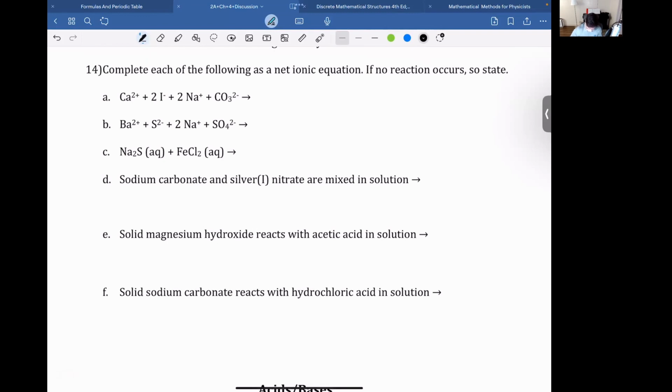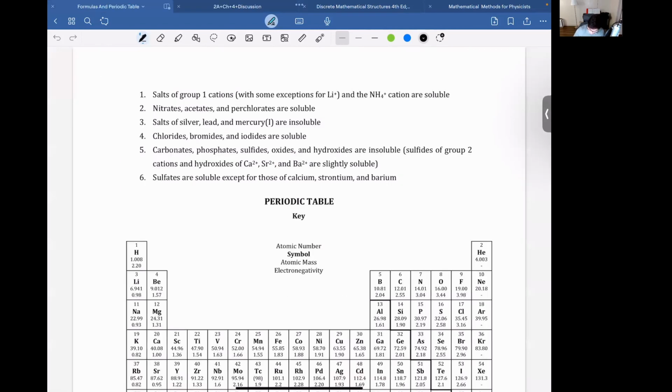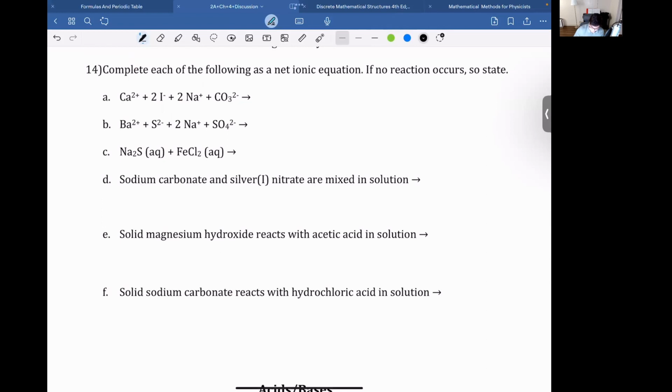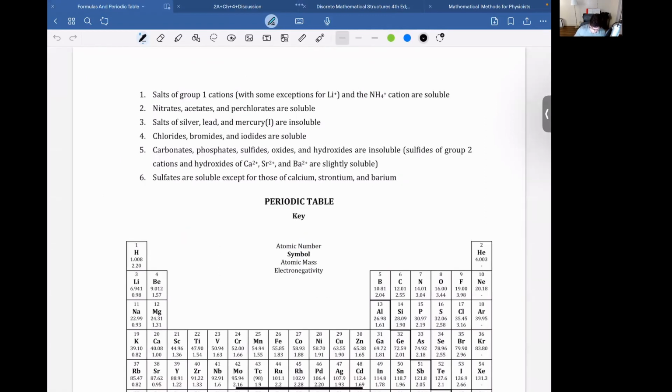For 14, it says complete each of the following as a net ionic equation. If no reaction occurs, state so. So we're just seeing which things are soluble and insoluble. First we're going to write out what pairs up and what doesn't. The thing that is insoluble should be the calcium, calcium carbonate, because calcium iodide is soluble. Yep, iodides are soluble.